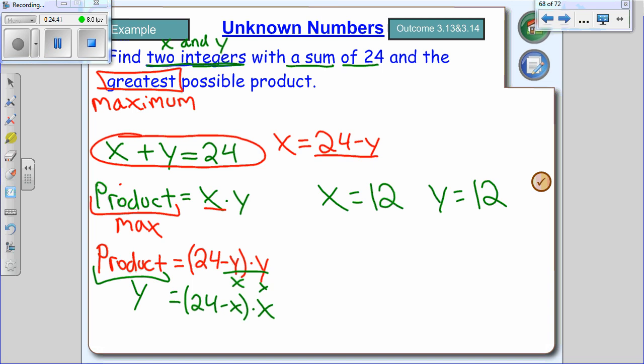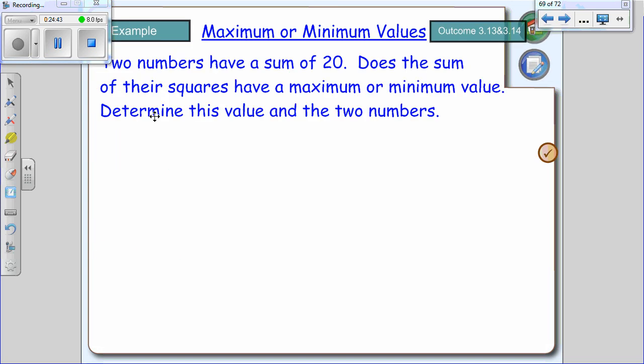Two numbers have a sum of 20. Does the sum of their squares have a maximum or minimum value? Determine this value and the two numbers. Look at the words: maximum or minimum. You're going to be looking for a vertex. You're going to be graphing. We're going to build an equation that fits this.